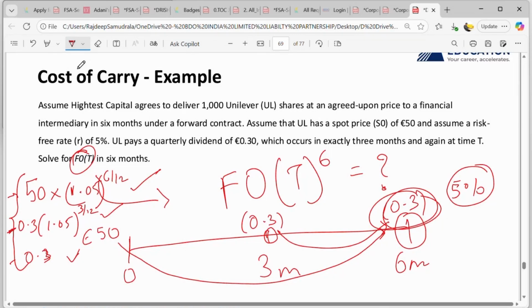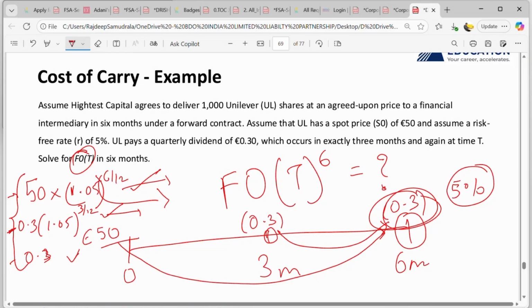50.63. Okay, but what I did is find out the future value, right? So I took 50, then the 0.3 for 1.05, correct, for 3 months. I'm not sure why you didn't get the answer, because you should get the exact answer. You should have got 50.63. If you didn't, did you do exactly what I told you to do here? 50 into 1.05 raised to 0.5, 0.3 into 1.05 raised to 0.25, and 0.3. And then do the first answer, second answer, third answer.